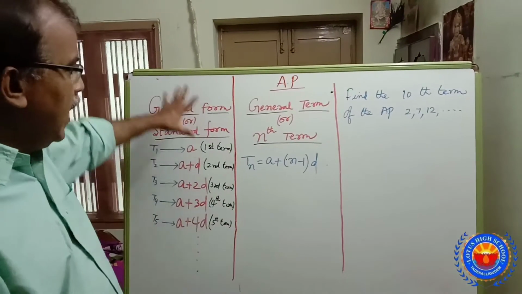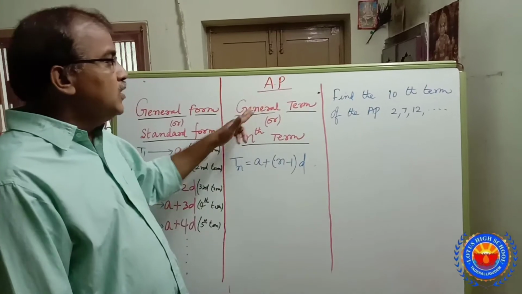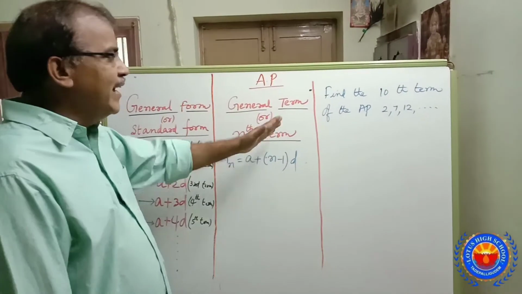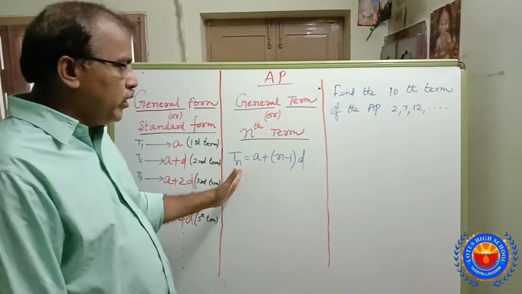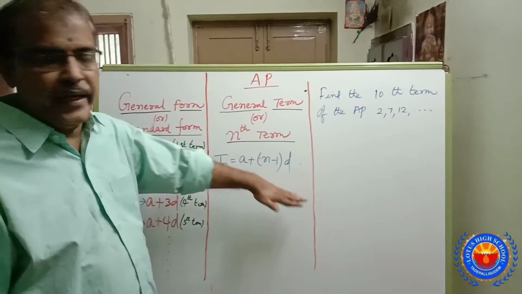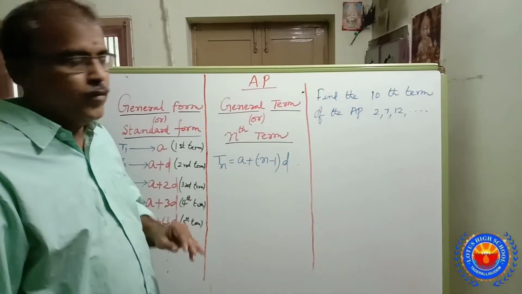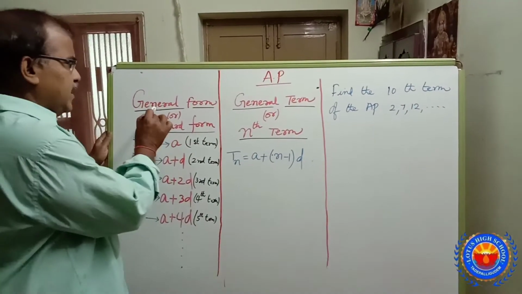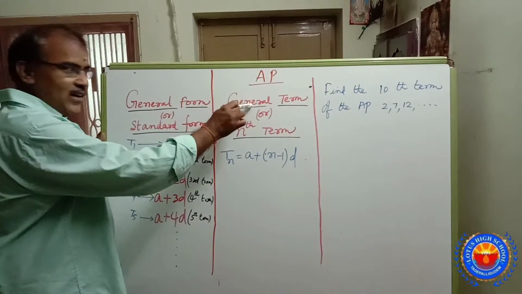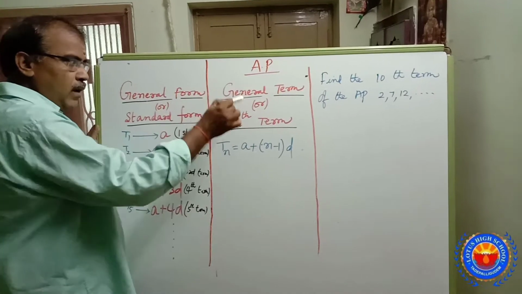Coming to the next point, I already explained the conceptual problems. Now the general term, or nth term, is a very important formula. What is the nth term formula? Tn is equal to a plus n minus 1 into d. This is the general term or nth term. This is the general form, or standard form, and this is the general term, or nth term.